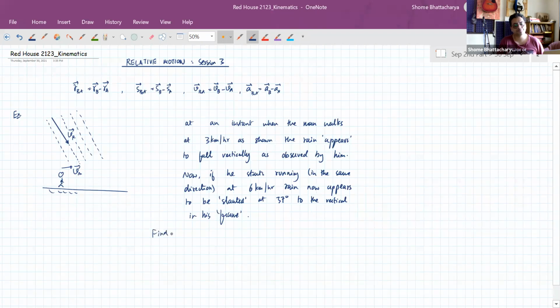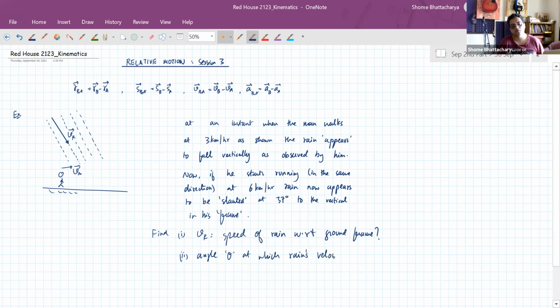So we have to find the speed of rain with respect to ground frame. And we have to also find the angle theta at which the rain's velocity in ground frame is slanted with respect to the vertical. Okay, so just try out this question, people.